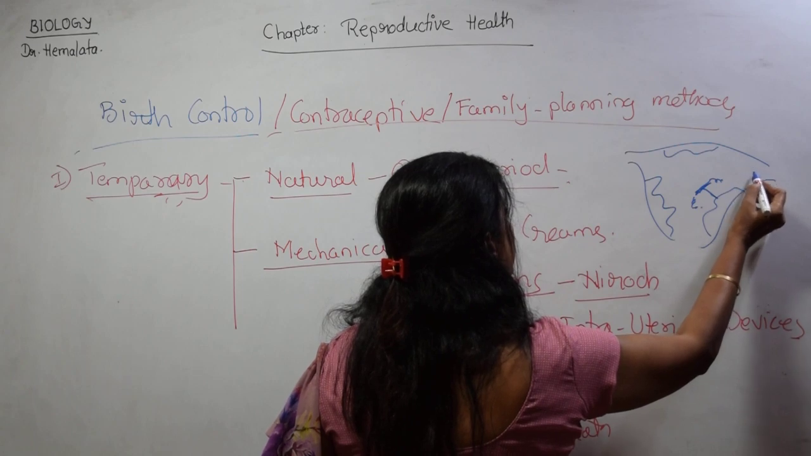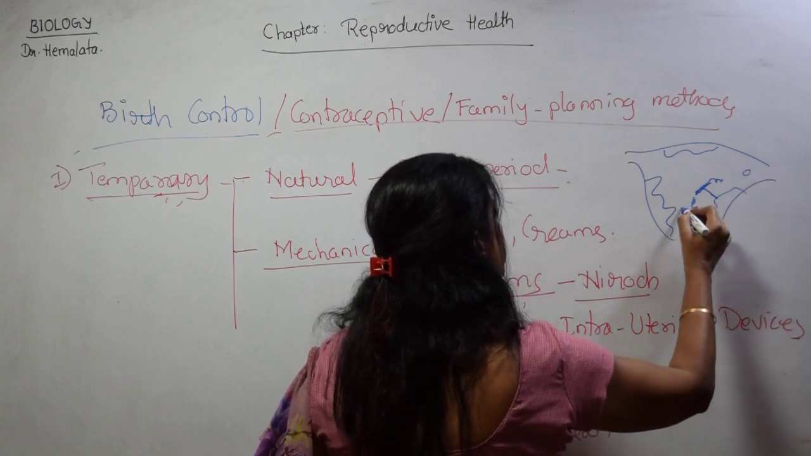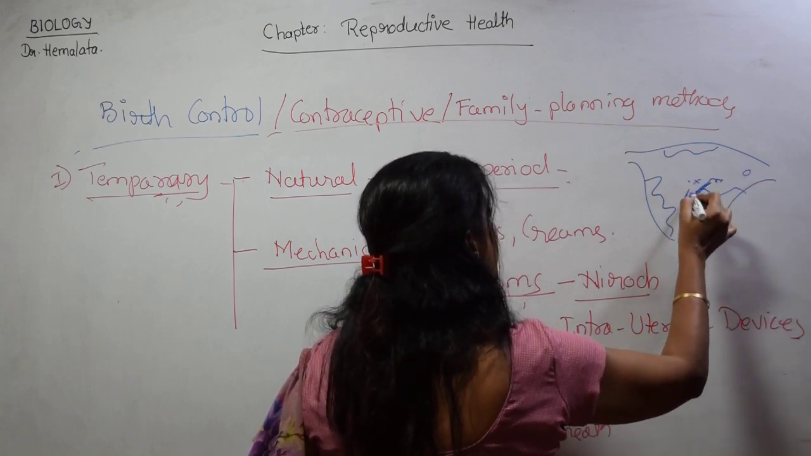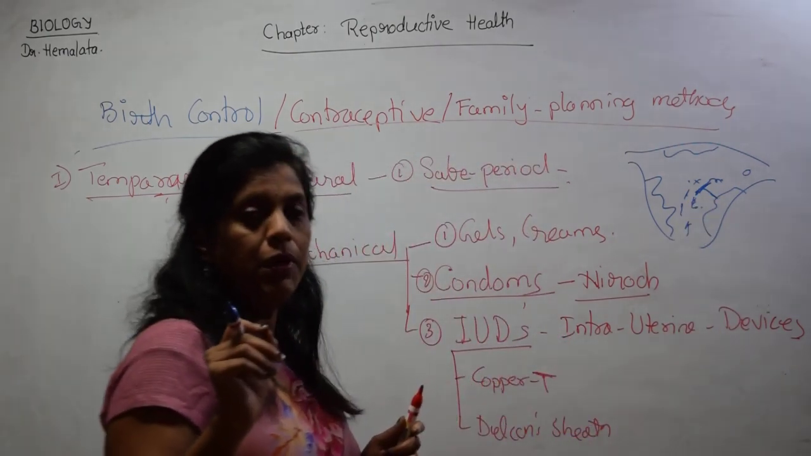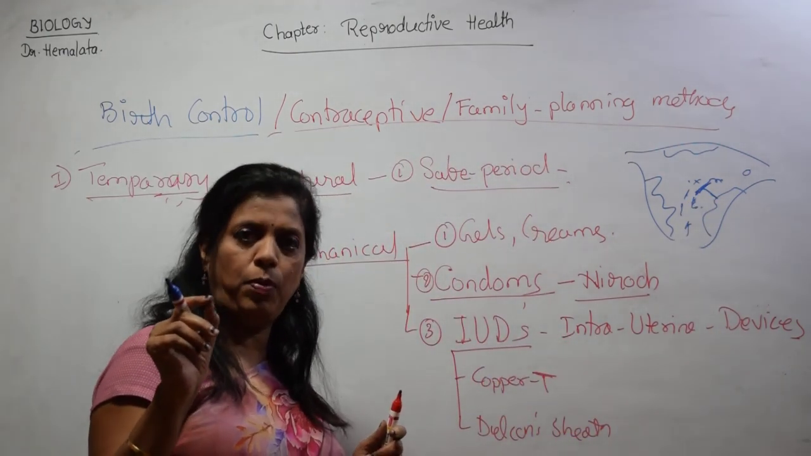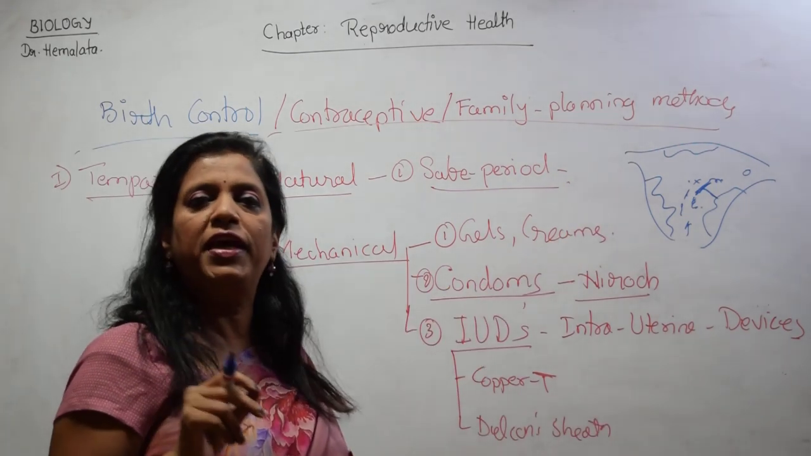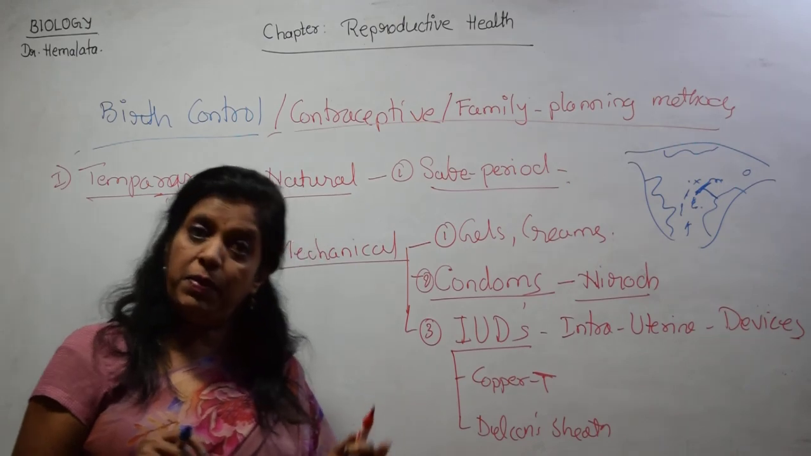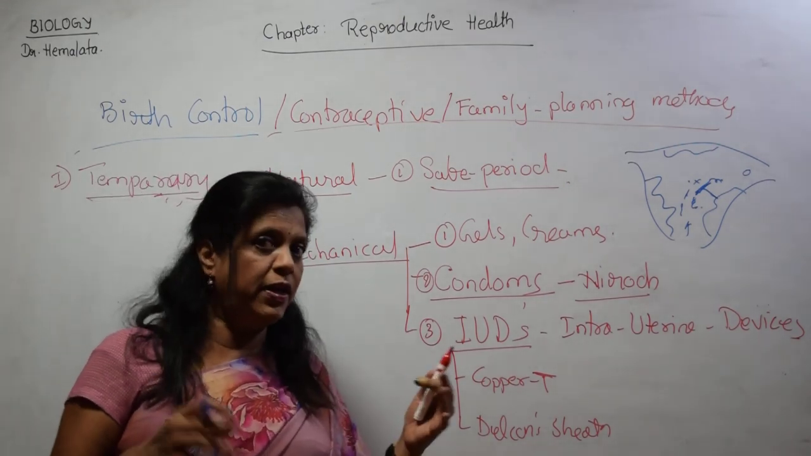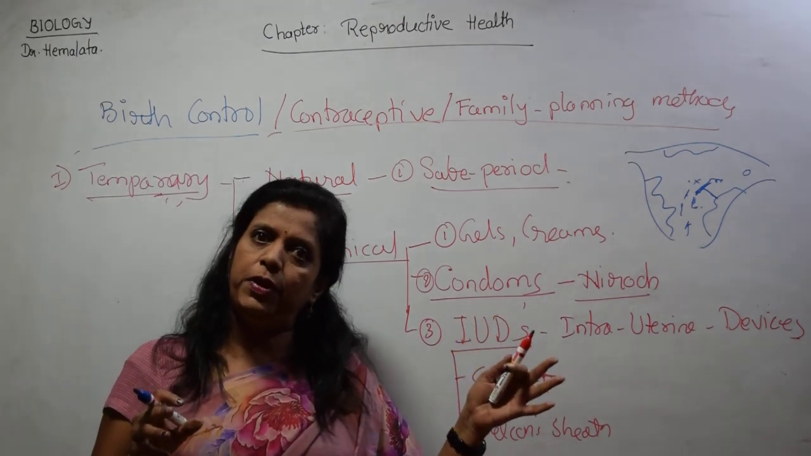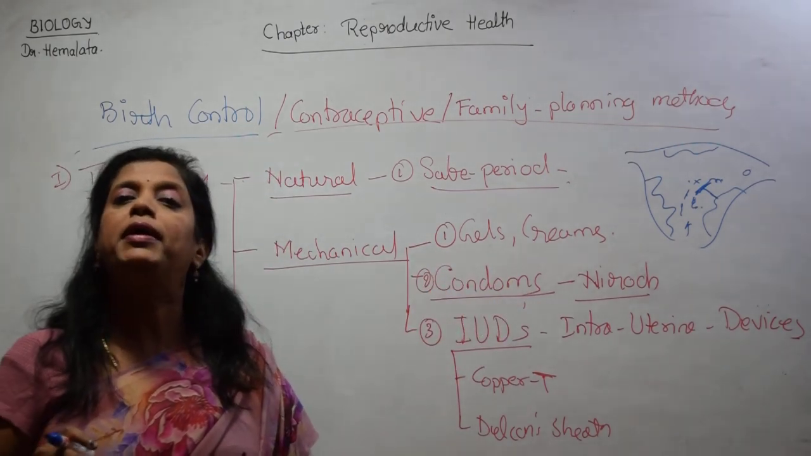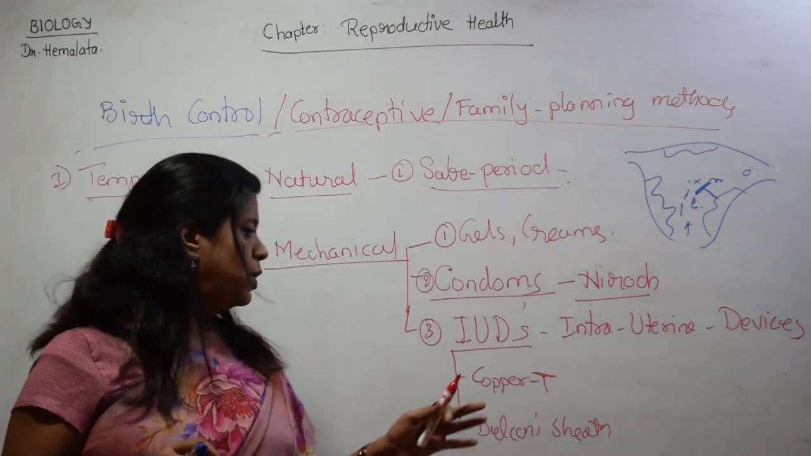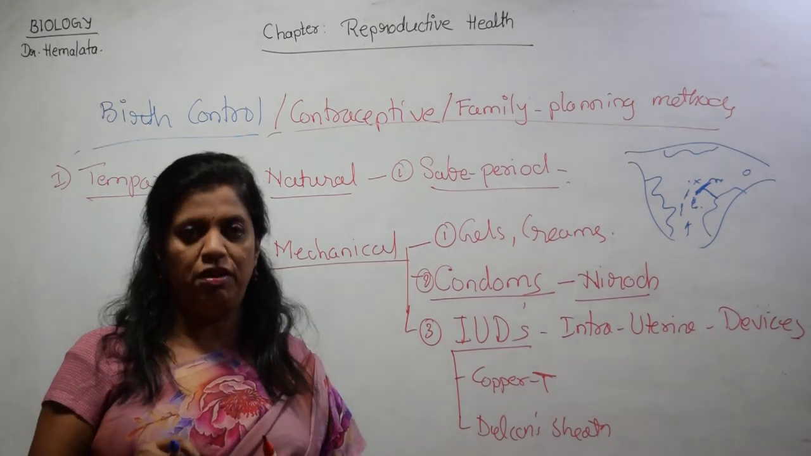So although the egg is released and sperms are released, most of the time the sperms will be killed by this copper-releasing device, because the Copper T releases copper, due to which the sperms get killed. The egg may also not get fertilized. It may be fertilized also; fertilization is a different process. It happens in the fallopian tube, but after that it cannot get implanted. That's why the Copper T and other IUDs are safer.